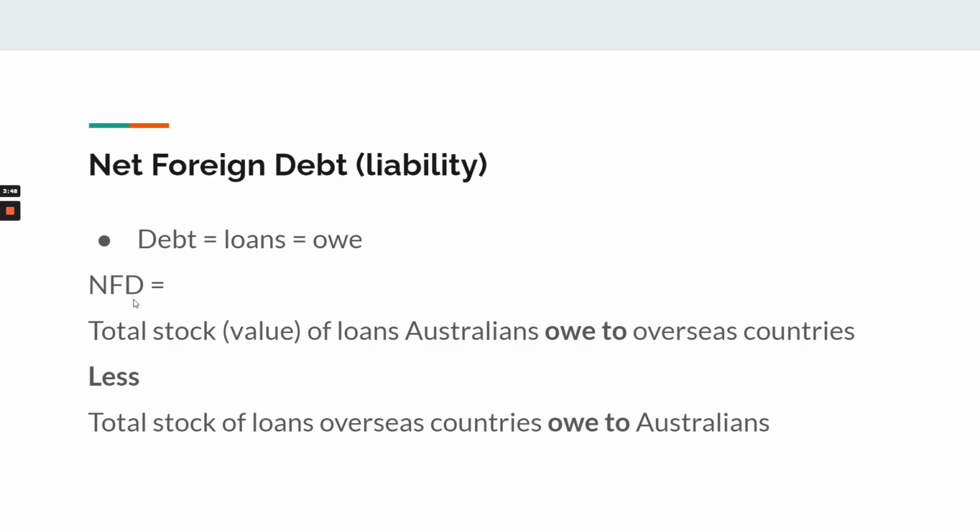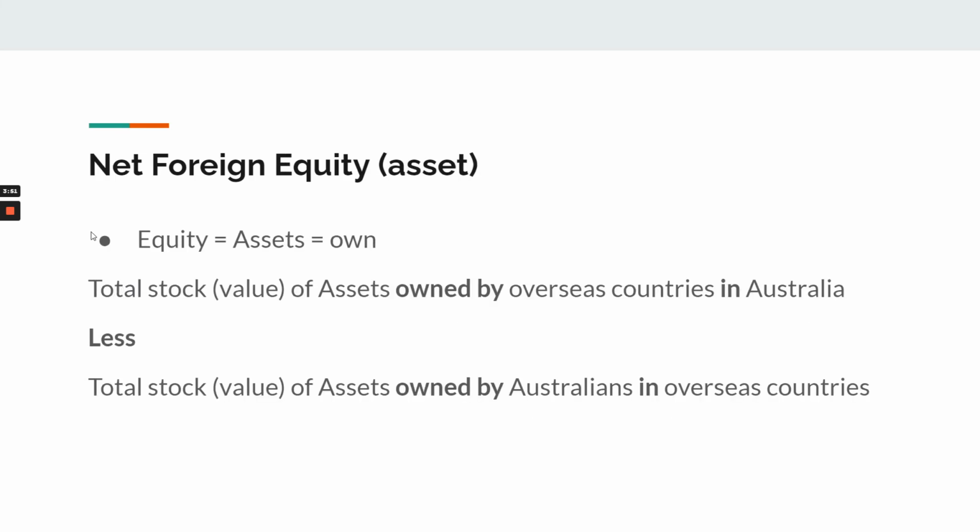Let's have a look at net foreign equities. And again, I'd like net foreign equities to be called net foreign equity assets, because we're looking at a different kind of transaction here. We're looking at what Australians own overseas versus what foreigners own in Australia. So we're still looking at foreign equity, but equity means ownership or assets. So things like shares, businesses, property, factories, they are assets.